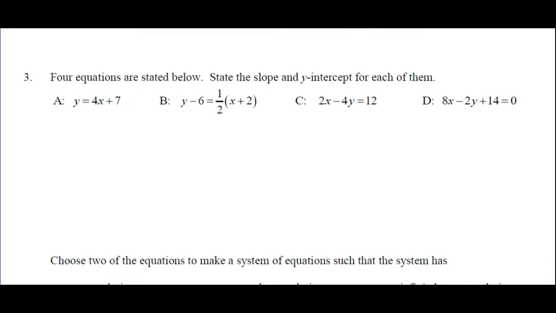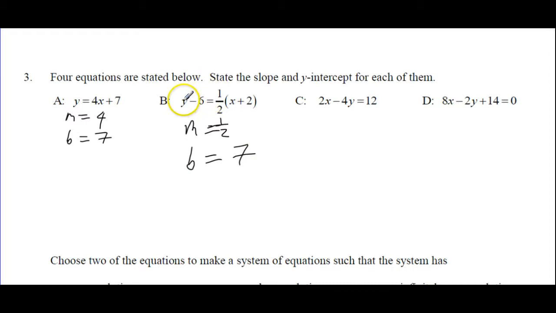Four equations are stated below. State the slope and y-intercept. So the slope is 4 and the y-intercept is 7. The slope is 1/2. The y-intercept occurs when x is 0, so make that 0. 1/2 of 2 is 1, and then add 6. And you don't want a y there, you want an m. So m equals 1/2, and b is equal to 7.